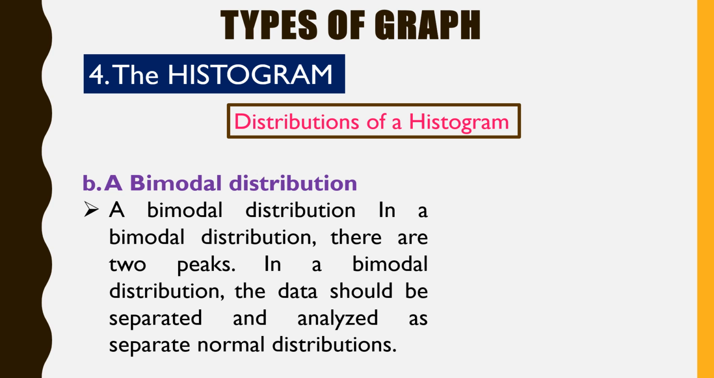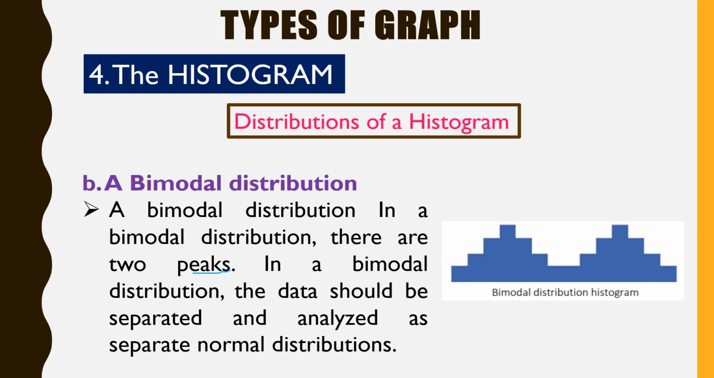Now, here is another one. We have a bimodal distribution. In a bimodal distribution, there are two peaks. So here is an example. Here is the first peak, and then here is the second peak. In a bimodal distribution, the data should be separated and analyzed as separate normal distributions. So for instance, you have this type of histogram, so you should divide it and analyze each of these as a separate normal distribution.